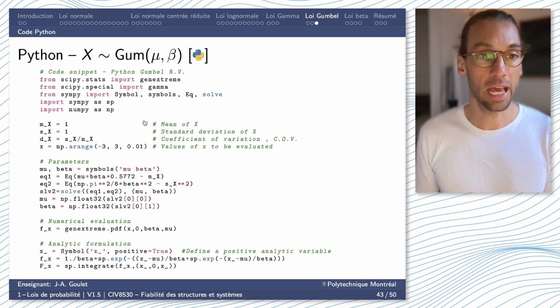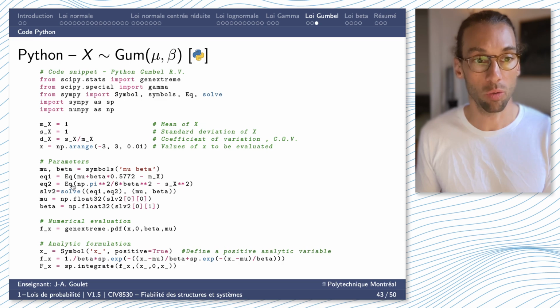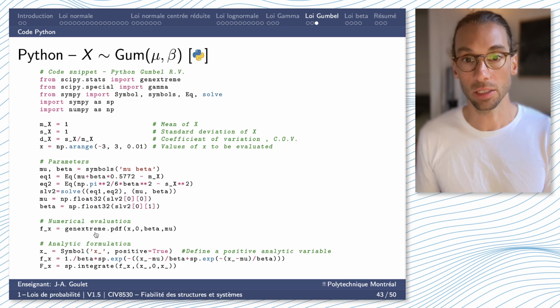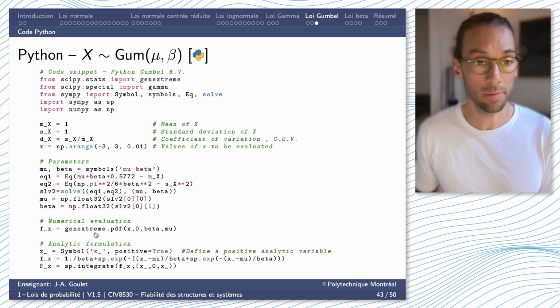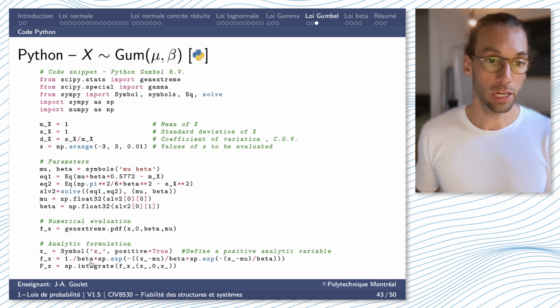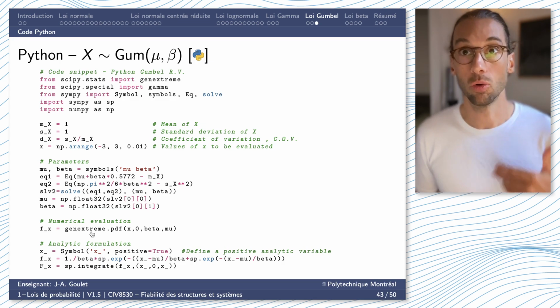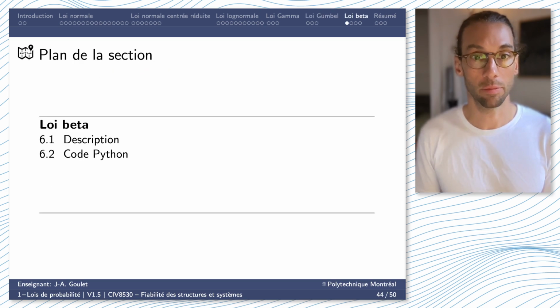So if we want to use it, again, we need to rely on the symbolic library to obtain our system of two equations, two unknowns that we're going to solve to extract my parameter mu and my parameter beta. And then I can use here genextreme, because the Gumbel is a special case of the generalized extreme value distribution, GEV. So I want a PDF with parameters 0, beta, and mu. If you use other values here, it's going to be the other special cases of the GEV distribution. And you can again manipulate some analytical or algebraic formulations using the symbolic library.